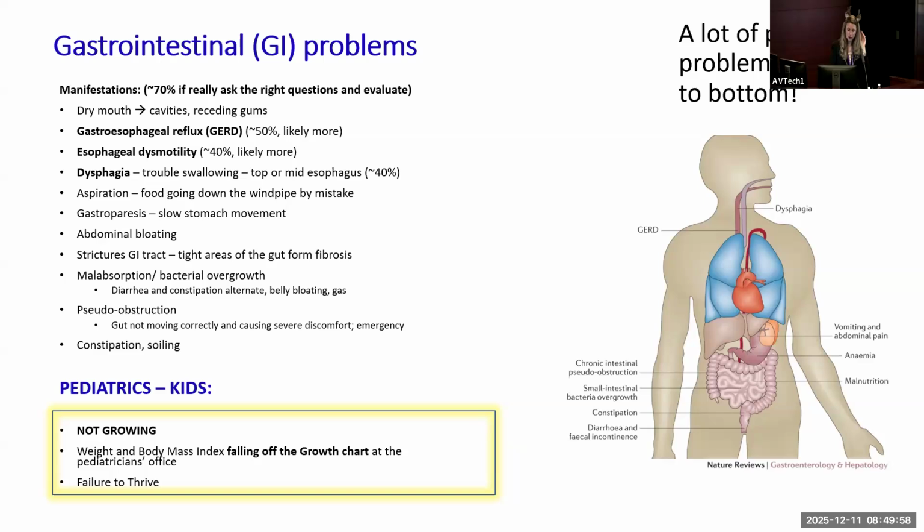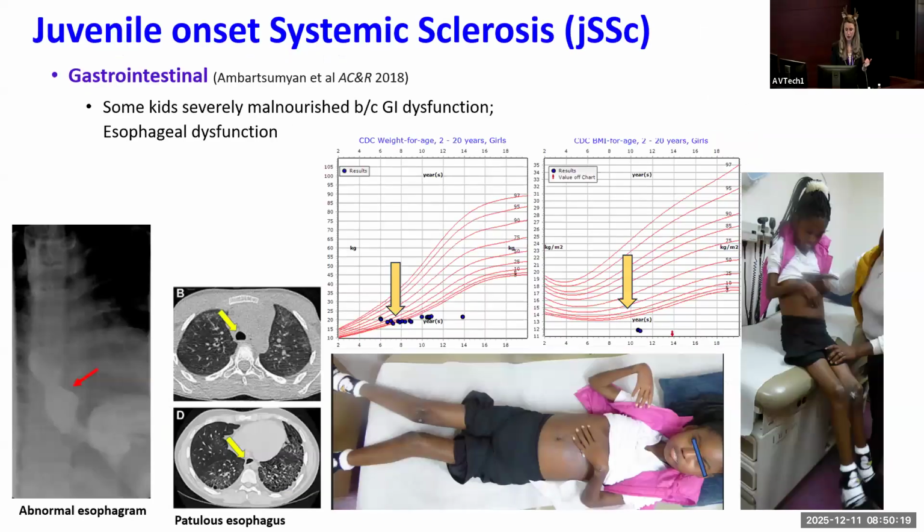And then the GI issues can be everywhere. The main things that we see are gastroesophageal reflux disease, dysmotility, and then dysphagia. The patients will say, oh, things get stuck in their throat, up or mid throat, and they need a lot of water to swallow, things like that. The main thing we pay attention to is their weight and BMI, as mentioned, and watching their growth curve. This is an example of a patient that has that horrible growth curve that I showed you.